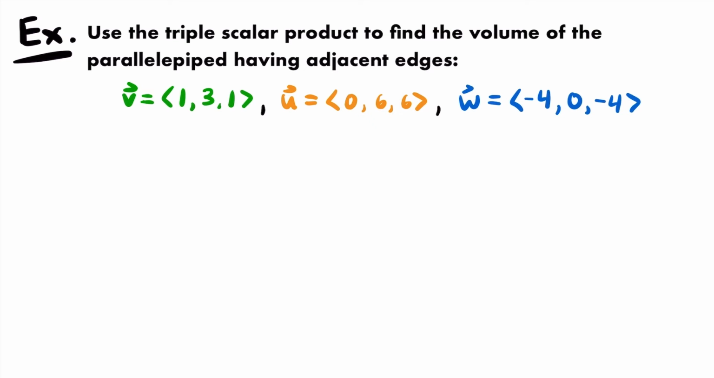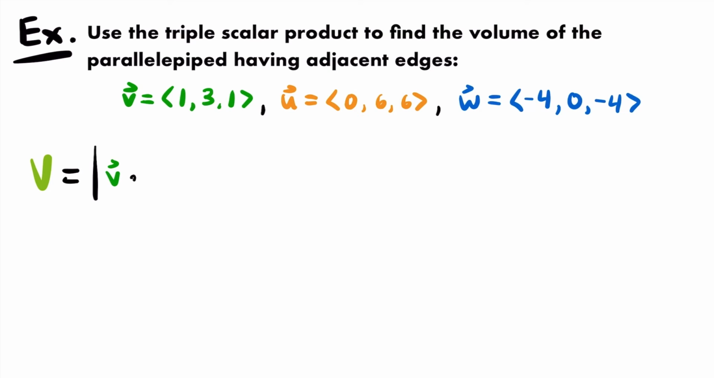If we want to calculate the volume of a parallelepiped where these three vectors are adjacent edges of that parallelepiped, all we have to do is calculate the triple scalar product of these three vectors. Okay, and so the volume will be equal to the absolute value of that triple scalar product, right?